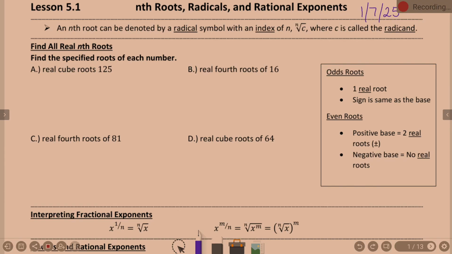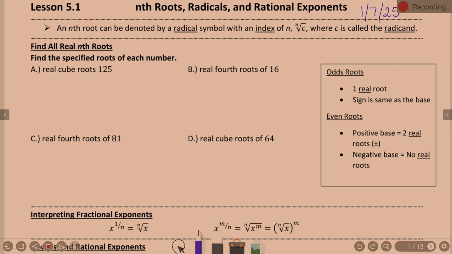But the idea is some vocabulary here. So an nth root, in other words this little n, could be a 2 for a square root, a 3 for a cube root, a 4 for a fourth root. That's what we're talking about when we talk about nth roots. If you ever hear me talk about the radical, I'm talking about the square root symbol. And the number under the radical, the number under the square root symbol, is your radicand. All good vocabulary to know.